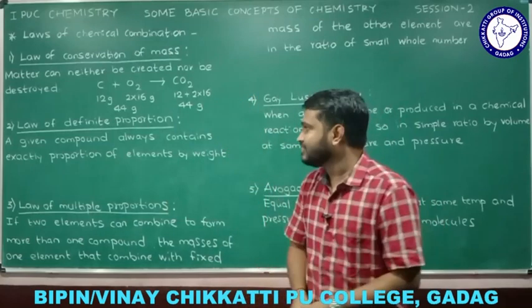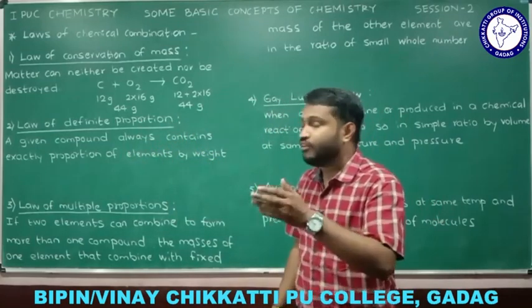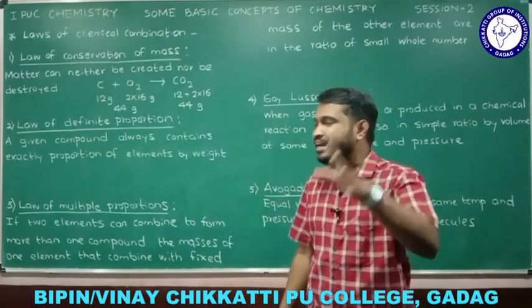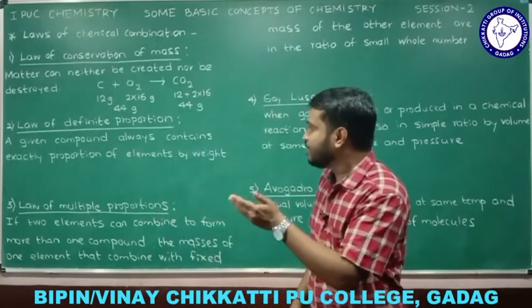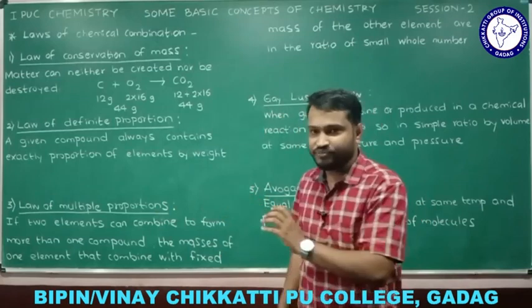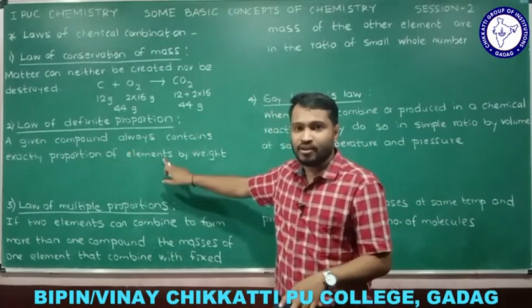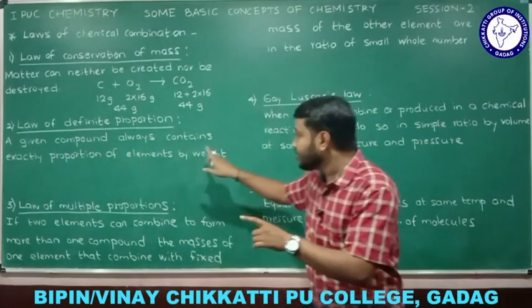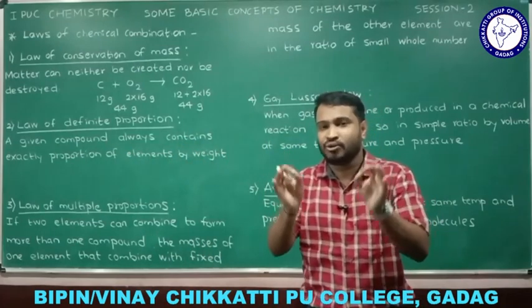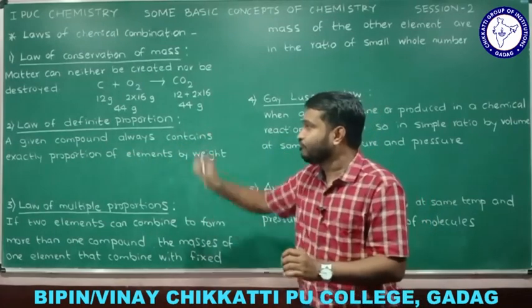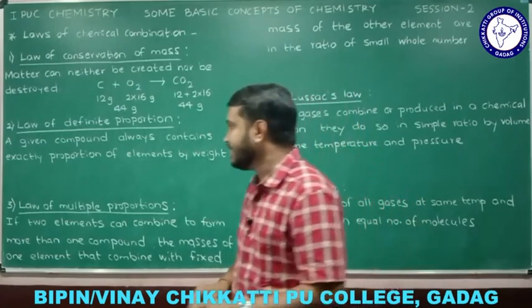The second one we'll see is the law of definite proportion. You can call it the law of definite composition also. Let me read the statement. A given compound always contains exactly the same proportion of elements by weight. We know that a compound is formed by elements only, and those elements, in terms of weight, have an exact proportion or exact composition. So that is the meaning of the law of definite proportion. Now I will consider an example, then you are going to understand it better.